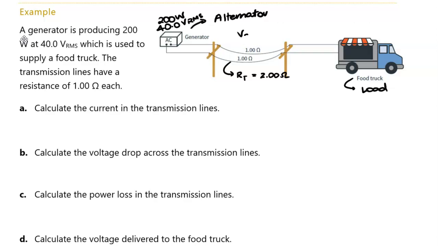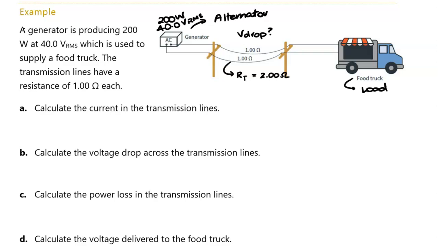Okay, a few things here. Do we know V drop? It is not 40 volts RMS. If that were the case, then the food truck would have absolutely no voltage provided to it at all. So at the moment, we don't know what it is, so we can't use V equals IR to figure out that current. So we are going to need an alternate approach.